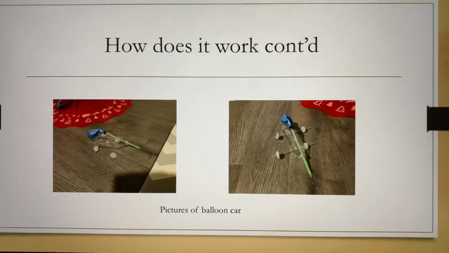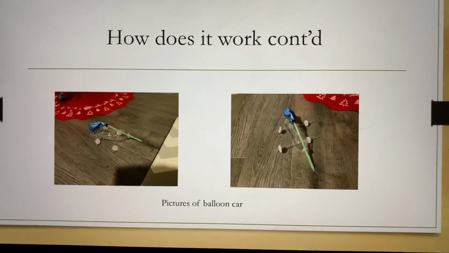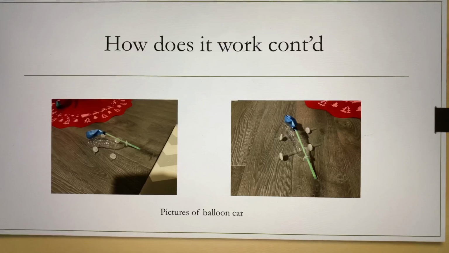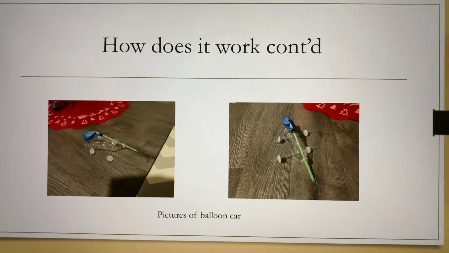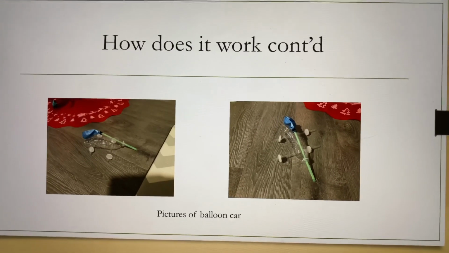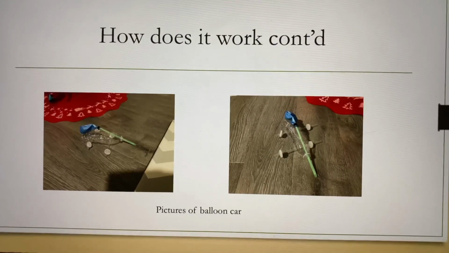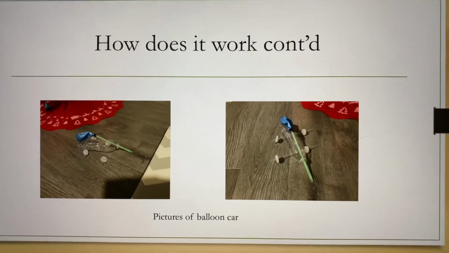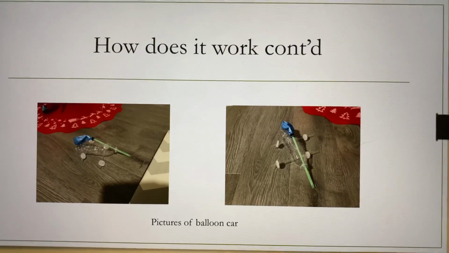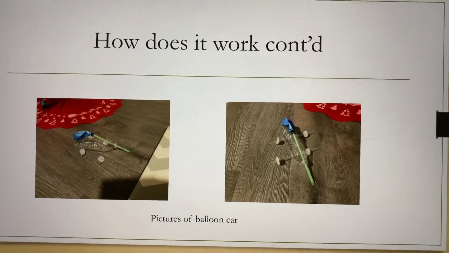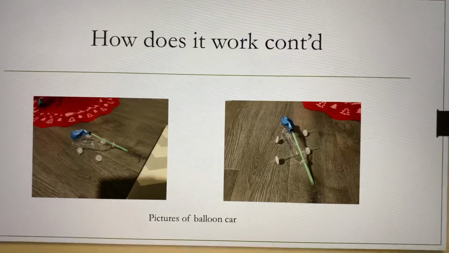So how does it work, continued? These are pictures of my balloon car. I did it from 2 different points of view. You can see it from the front and from the side. As you see, there are the 3 straws, the 4 wheels or the bottle caps. There's a blue balloon tied so that it'd be easy to see, and there's a rubber band that's wrapped around it.